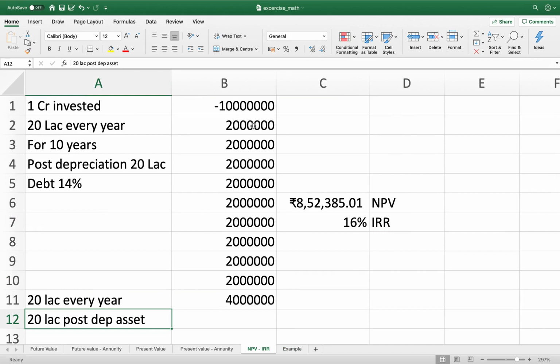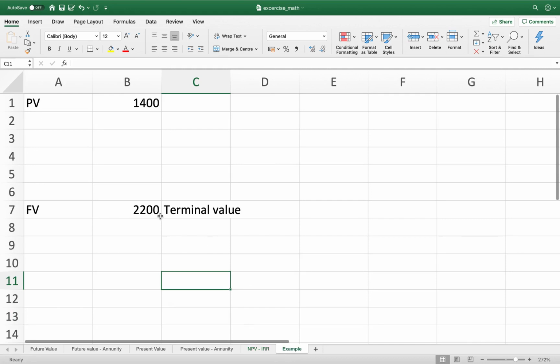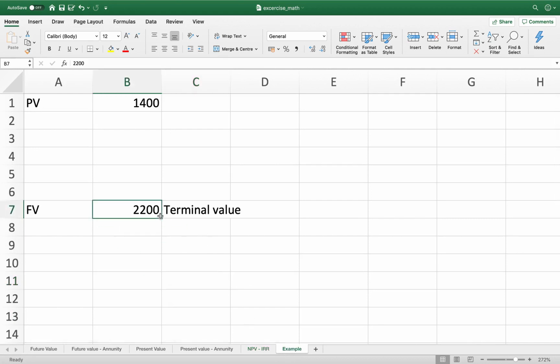So the terminal value of the project is 20 lakh rupees in this scenario, where you understood that after 10 years the total cost of the project which will be there after depreciation is only 20 lakh rupees, which will be called the terminal value. In this case our terminal value is 2200 rupees because we are not only going to get the dividend meanwhile for another 5 years. In the 5th year we are going to get the stock price as 2200 rupees, which is the terminal value.